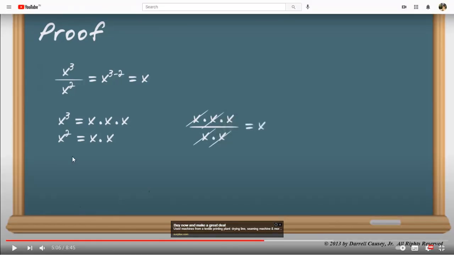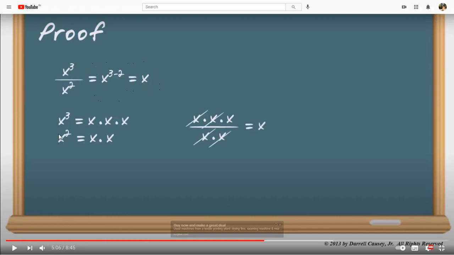So you can see here, in the general form x to the power m divided by x to the power n is equal to x to the power m minus n. The general formula is x to the power m minus n. So here they have proved it by taking the example x to the power 3 divided by x to the power 2.